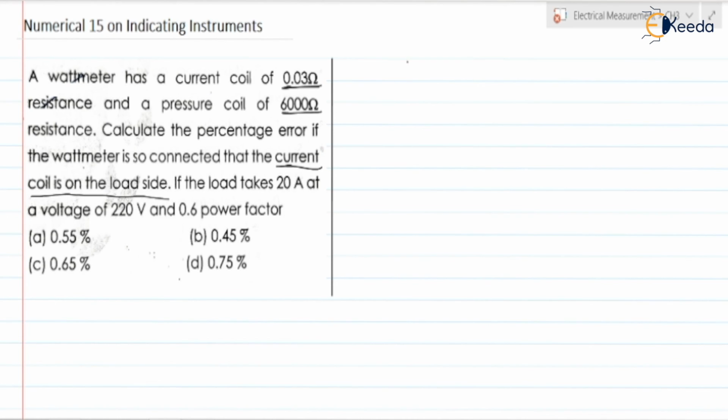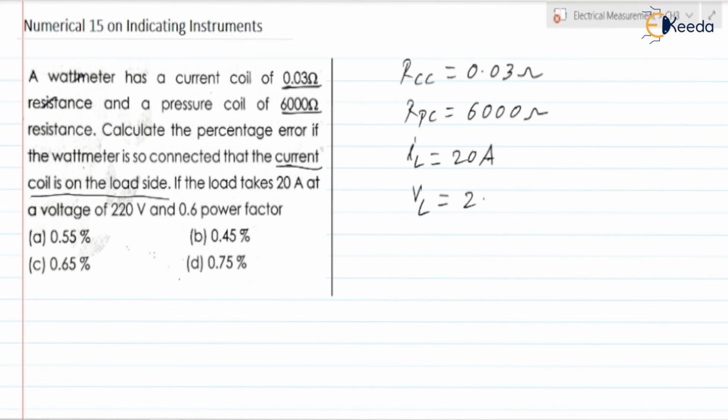First of all, note the given data. Resistance of current coil, RCC, is 0.03 ohm. Resistance of pressure coil, RPC, is equal to 6000 ohm. Load current, IL, is equal to 20 ampere. Load voltage, VL, is equal to 220 volt, and load power factor is equal to 0.6. Our task is to find the percentage error.